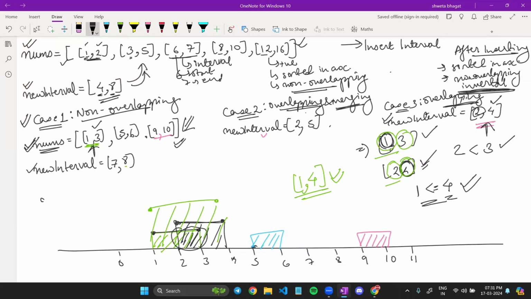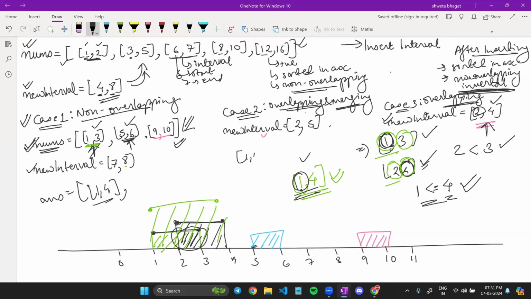So what we will do? Say this is our answer, we will insert 1, 4 in our answer. And we can clearly see that if we take this new interval, 1, 4, and we are present at this current interval, what we'll check is whether this 1 is less than the 6. So this 1 is less than this 6. So what does it mean? It means that there is a possibility that these two are overlapping. So let's check whether these two are overlapping or not.